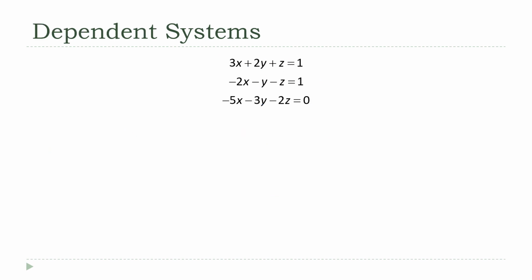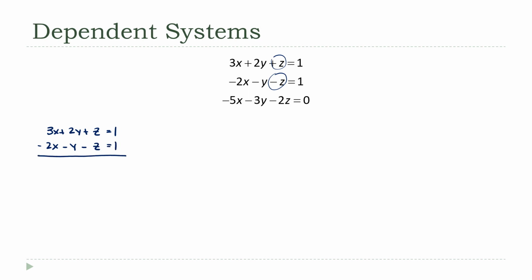So I've got a second example here, this one of what's going to turn out to be a dependent system. So let's take a look here and see what happens. And I really want to focus on how we write the final answer. So what I'm going to start off by doing is I see the z's over here. I've got this plus z and a minus z. Right, so I'll combine those two equations first. 3x plus 2y plus z equals 1, and minus 2x minus y minus z equals 1.